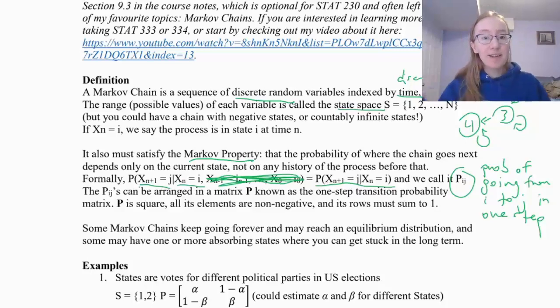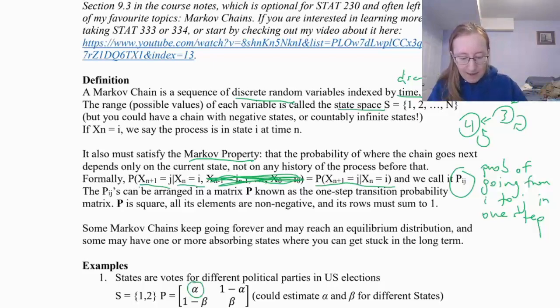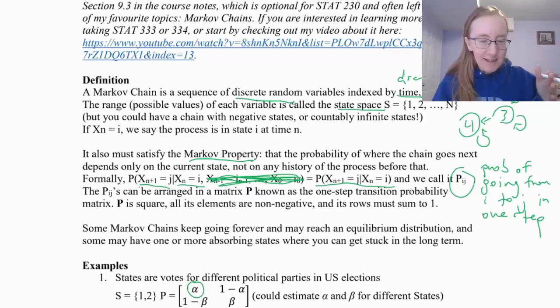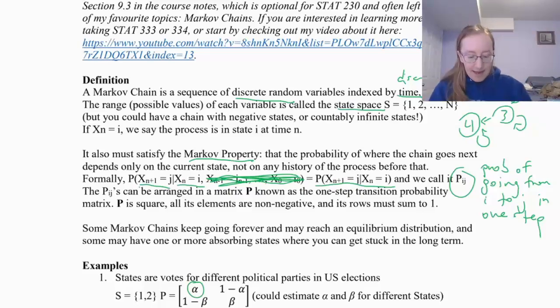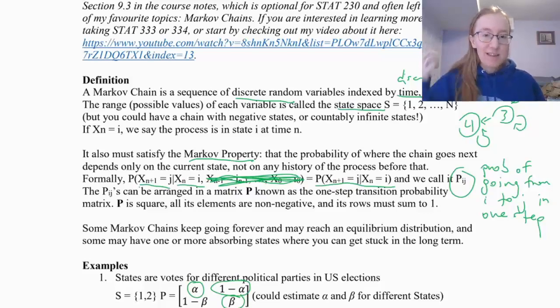So in this case, the transition probability matrix is going to be a 2 by 2 because there's two states, so we have to have a square 2 by 2 matrix. And we could think about alpha as being the probability of, given that you're in state 1, next time we're still in state 1. And then because the rows have to sum to 1, this value here has to be 1 minus alpha. And then similarly, if we're in state 2, the probability that we're still in state 2 the next time is beta, and thus this probability here has to be 1 minus beta.